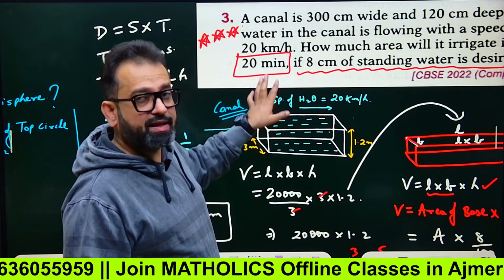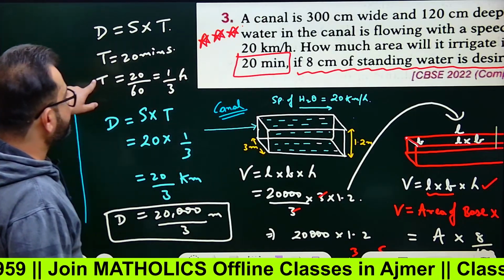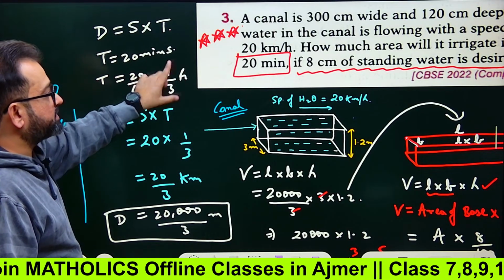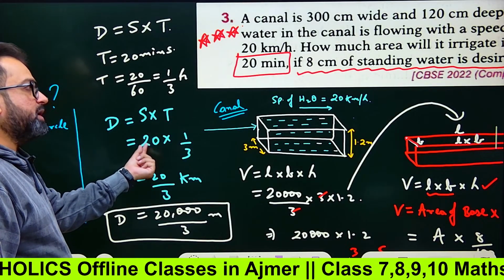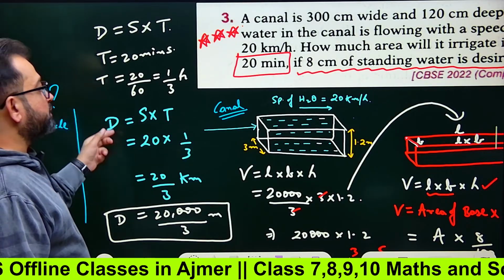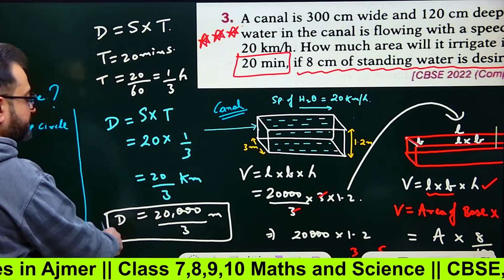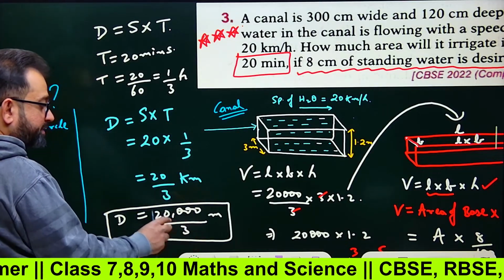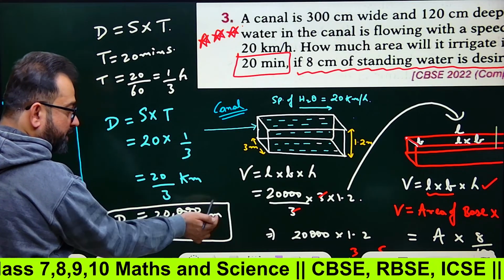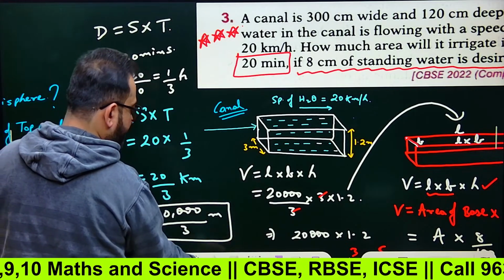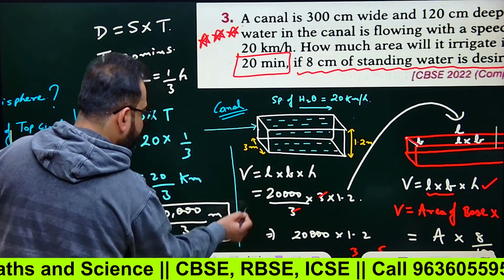So 20 by 60, that means 1 by 3. So time equals 20 minutes, that means 20 by 60, 1 by 3 hours. Speed is in kilometer per hour. So when you multiply speed by time, you'll be getting distance in kilometers. So distance is 20 by 3 kilometers. That means 20,000 upon 3 meter. Now you put this meter in this volume formula.